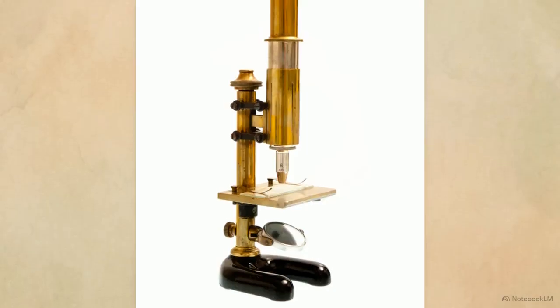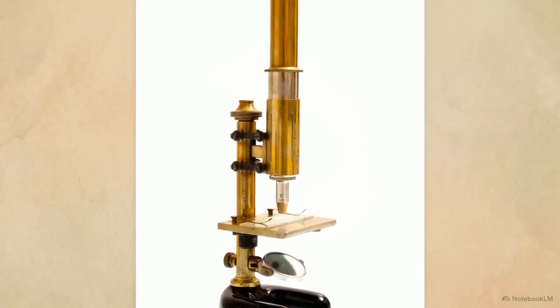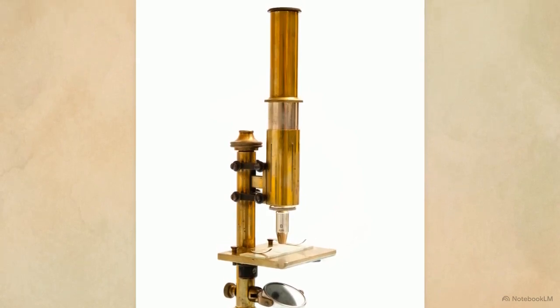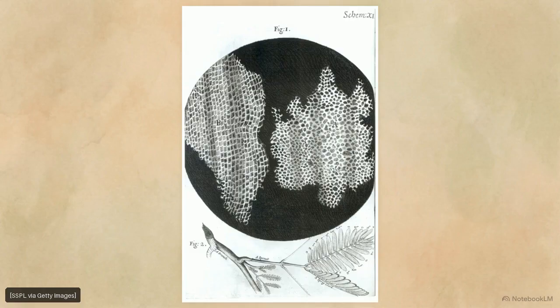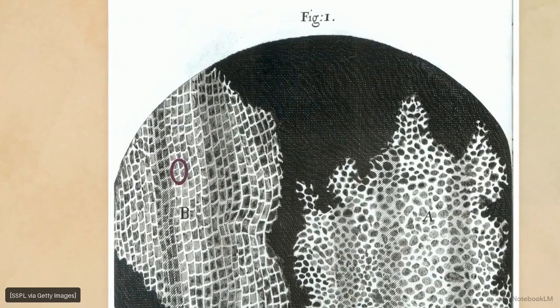We first caught a glimpse of this building block in 1665, when English scientist Robert Hooke placed a cork slice under a primitive self-designed microscope. Through the lens, Hooke saw that the cork resembled a honeycomb made up of dozens of tiny, separate compartments. Because they looked like the small rooms in a monastery, he called them cells. Hooke's observation laid the groundwork for cell theory.